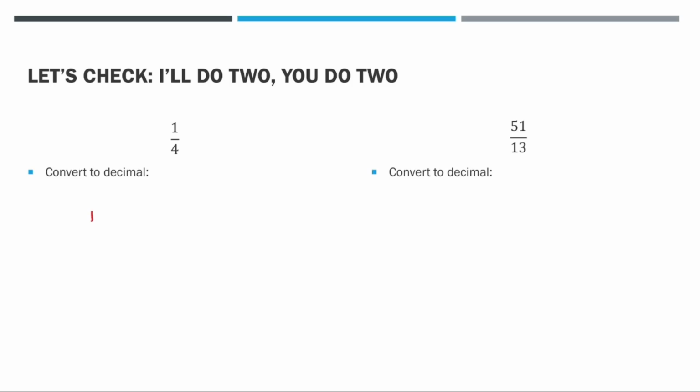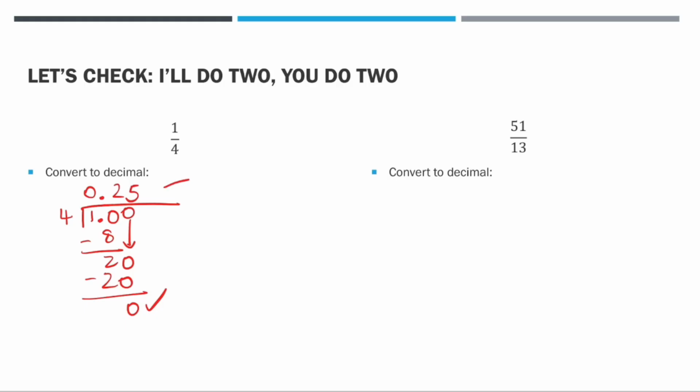So for example, 1 divided by 4, I would do 1 inside, kind of like how I did at the beginning. 4 doesn't go into 1, so I would start my decimal there and add another 0. 4 goes into 10 twice, and then I still have a remainder of 2, so I add another 0. That goes into 5 times, and now I'm done. I'm done when my remainder is 0. That means there's nothing left to take care of, and that would be my decimal, 0.25.